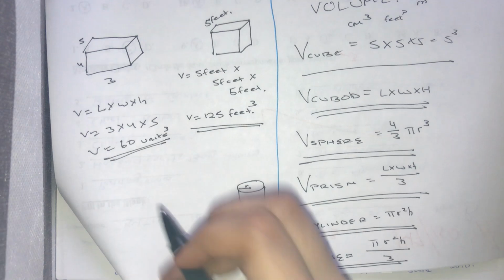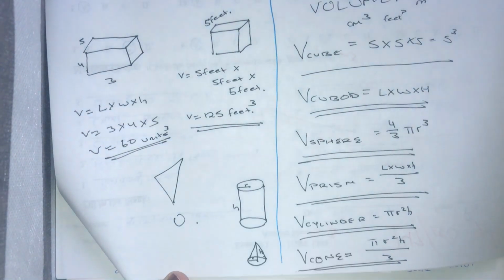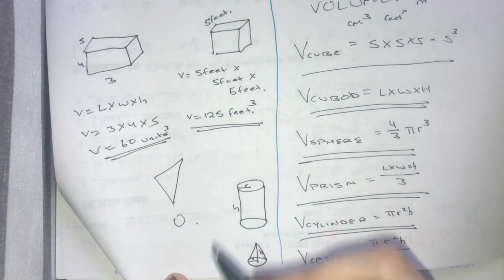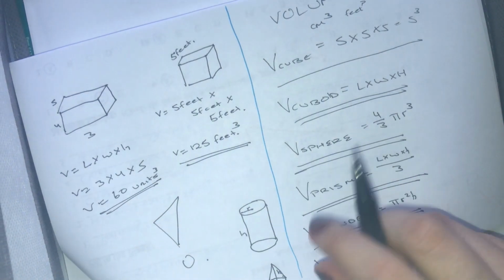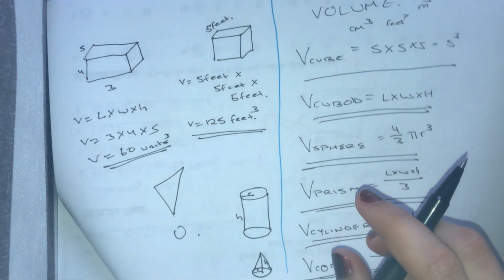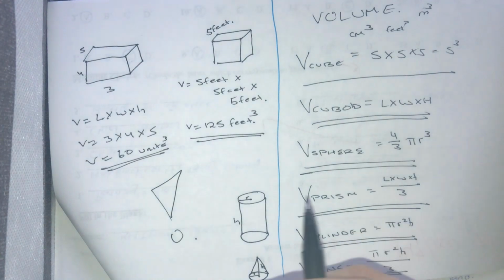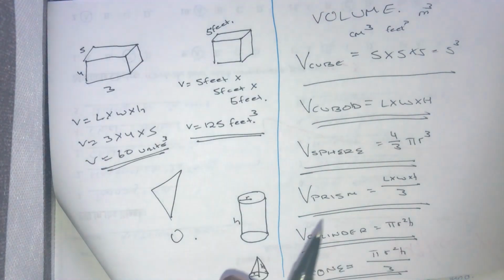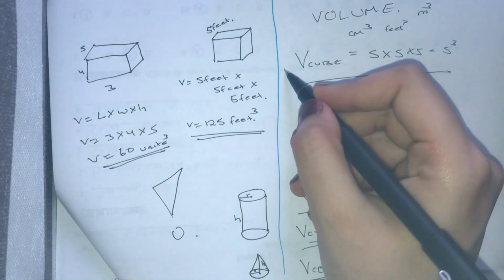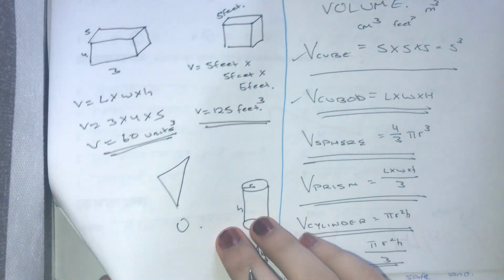Just a caution. Make sure that whenever you're calculating volume, the units for all dimensions are the same. It shouldn't be that one is in feet, one is in meters, one is in inches. All of them should be uniform. So now we're done with the cube and the cuboid. Let's go to the sphere.